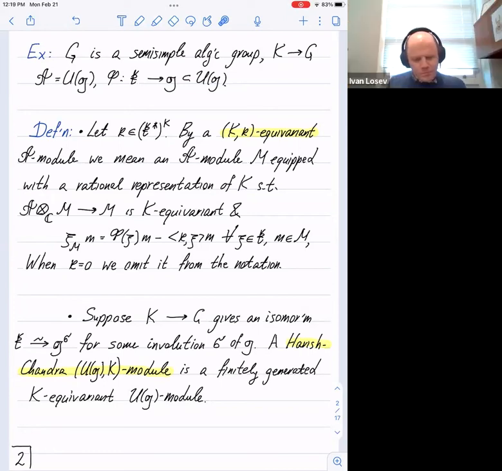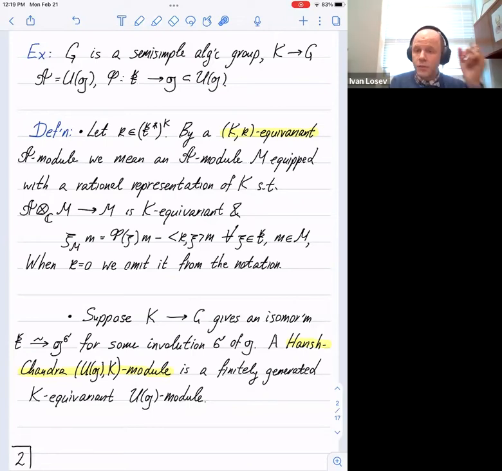So here's a classical example of this situation. I take a semisimple algebraic group G, and then I take some algebraic group homomorphism from K to G. And my A is going to be the universal enveloping algebra. Phi is just the induced homomorphism between the Lie algebras of K and G. Okay, this certainly satisfies all properties I required in the previous slide.